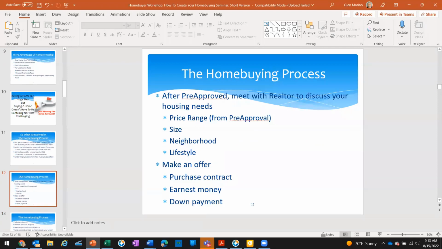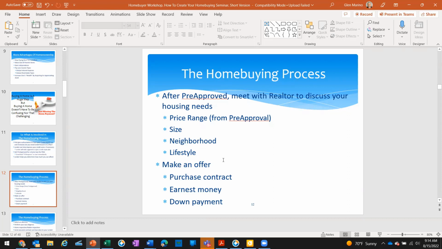After you've been pre-approved, once you know the amount that you qualify for, you meet with your wonderful realtor to discuss your housing needs and the price range. You know that from your pre-approval, so now you share your pre-approval with your realtor. What size house do you need? How many bedrooms? How many bathrooms? What kind of neighborhood are you looking for? Are you looking to be in a rural setting? Are you looking to be in an urban setting? What kind of lifestyle are you looking for? Are you looking for something more urban where you can go to restaurants and have workout facilities within walking distance? Or are you looking for something more country-ish?